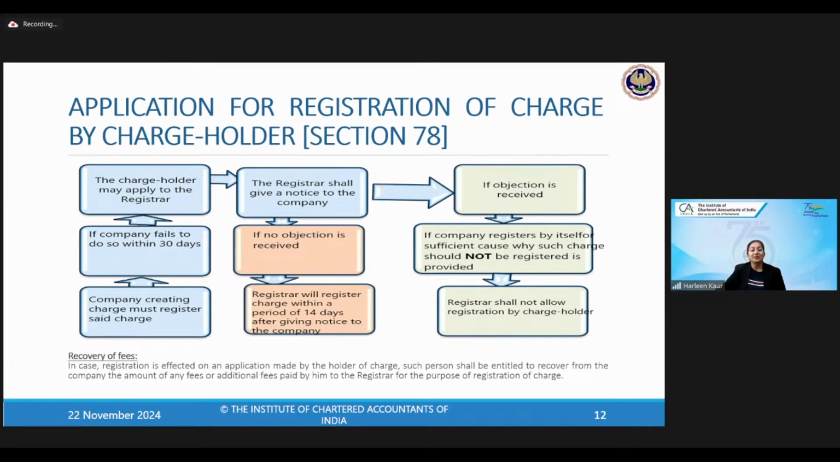That's fine. So additional fees will be paid for the next 30 days. If I've still not registered in the next 30 days, then what will happen, children? First 30 days, normal fees. Next 30 days, additional fees. Still not registered the charge, then what will happen? Ad valorem fees for how many days, Om Krishna? Company will get 60 more days to get the charge registered by paying ad valorem fees.